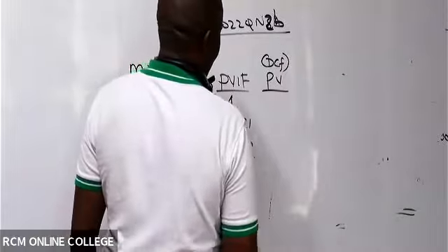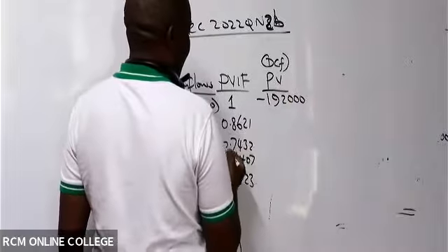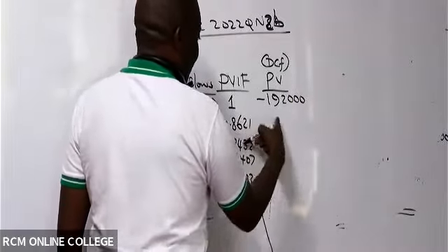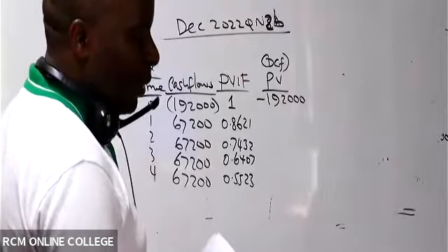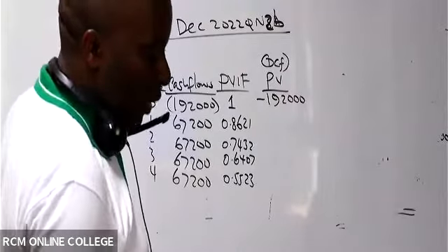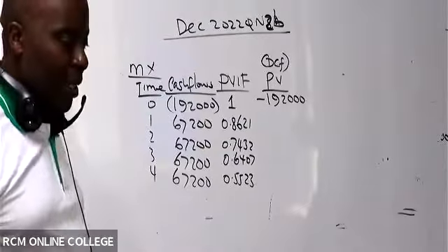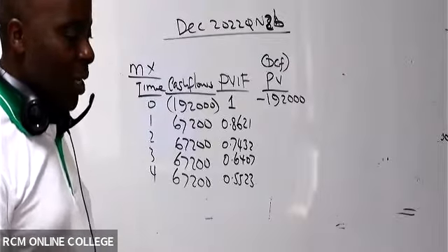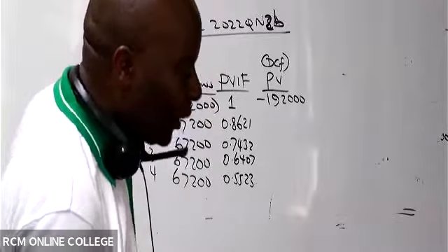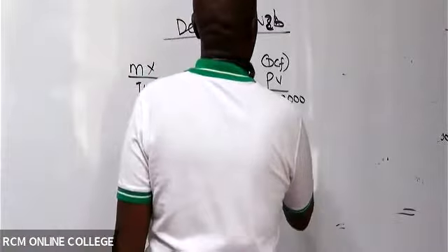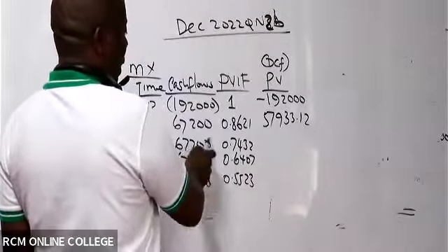So can you be kind enough to give me the PV, which are the discounted cash flows? So this times this gives me minus 192,000. Then we have this times this. Please give me a number to write there. You have to give me many decimal places for accuracy because there is something I would want us to try. I'm happy because now 77 is a good number. So from Shayla, 57,933.12. Then we have this 67,200 times this.